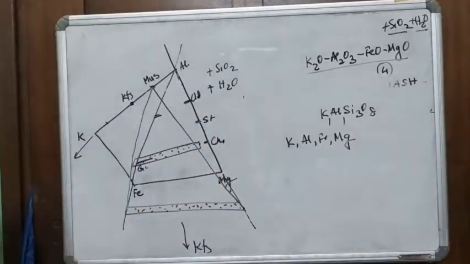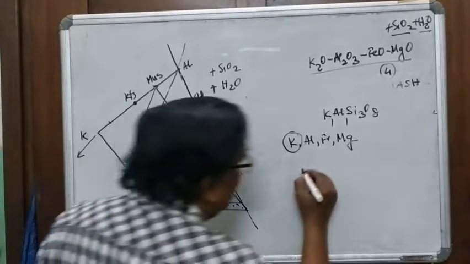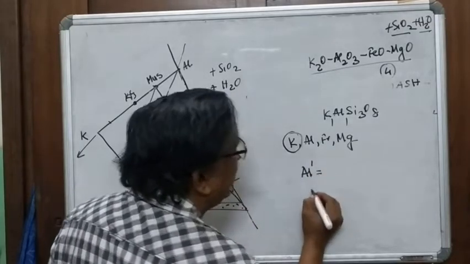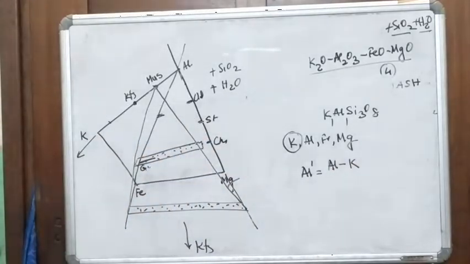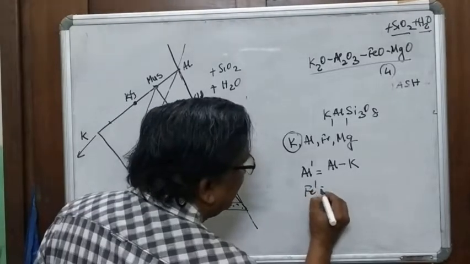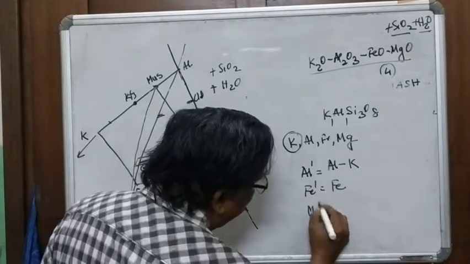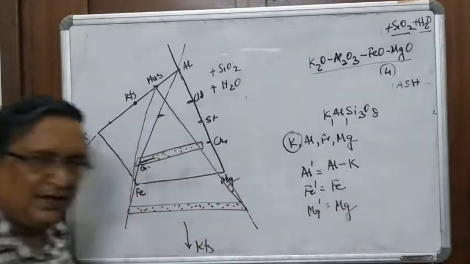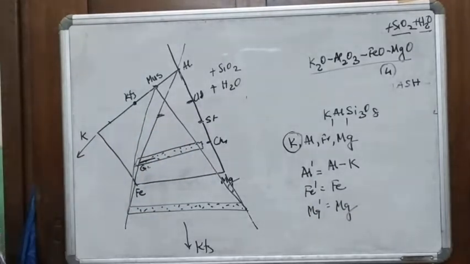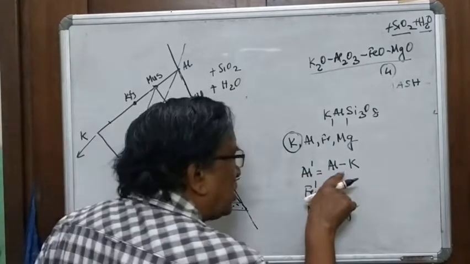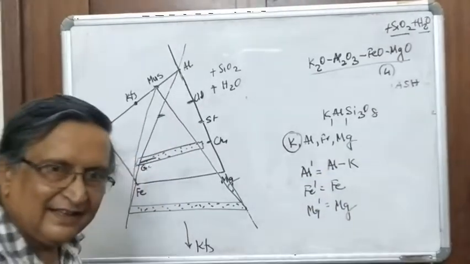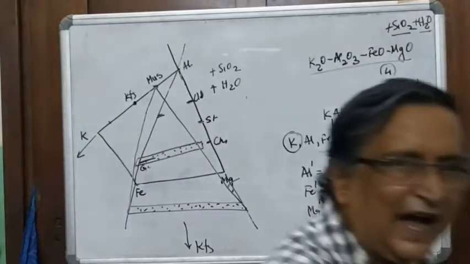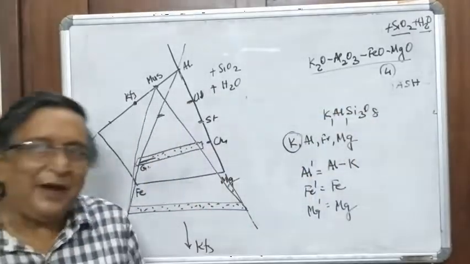Now I'm projecting from K feldspar. How will I eliminate? So my Al prime will be equal to Al minus K, because it's 1:1. And your Fe prime will be equal to Fe. Your Mg prime will be equal to Mg. And similarly, you can do the percentages in a diagram. So, you see the plotting position of the mineral. Here it's Al minus K. But when I do it from muscovite, it is Al minus 3K.